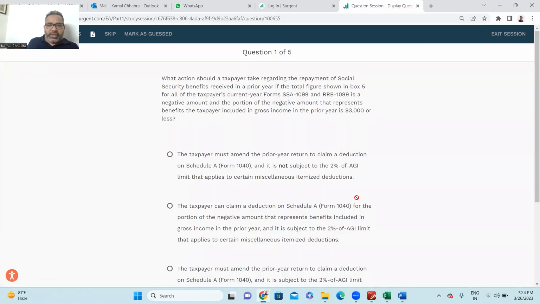Okay, what action should a taxpayer take regarding the repayment of Social Security benefit received in a prior year if the total figure shown in box 5 for all the taxpayer's current year Form SSA-1099 and RRB-1099 is a negative amount, and the portion of the negative amount that represents benefit the taxpayer included in gross income in a prior year is $3,000 or less? So the call of the question is, what action should a taxpayer take regarding the repayment of Social Security benefit received in a prior year?